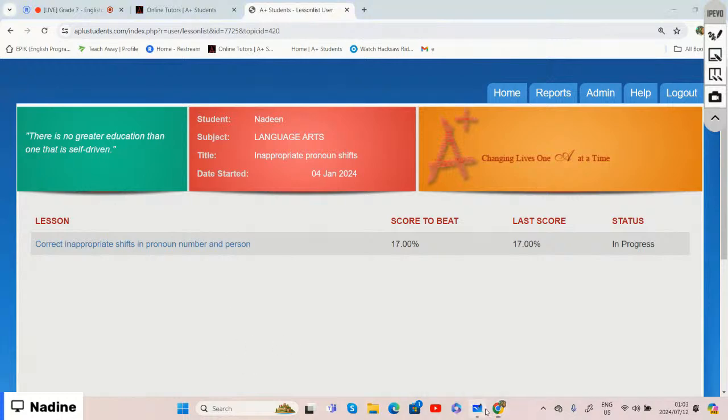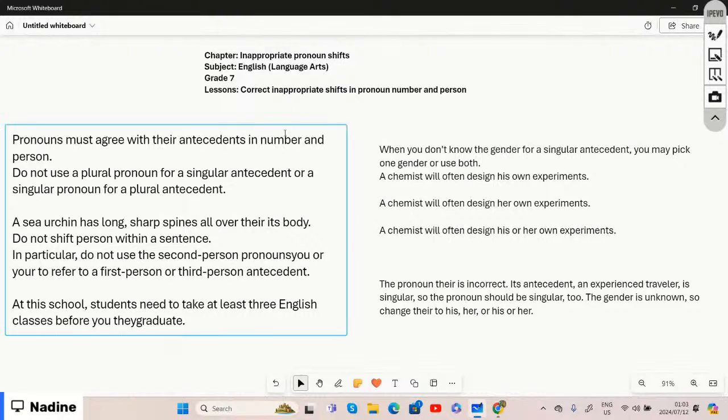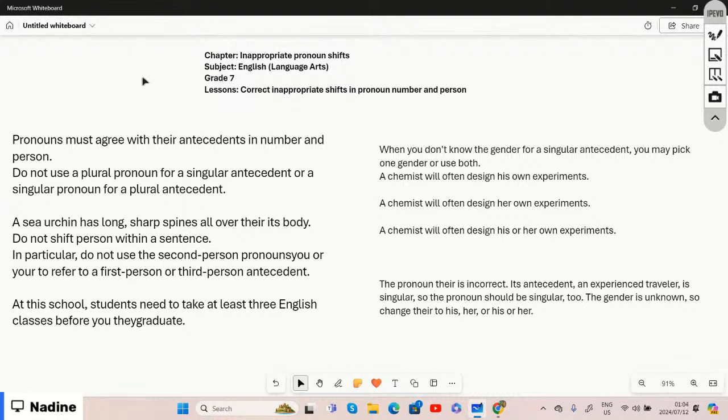All right, so our chapter is inappropriate pronoun shifts. Our subject is English language arts, grade 7. And the lesson that we are going to focus on under the chapter of inappropriate pronoun shifts is to correct inappropriate shifts in pronoun, number, and person.